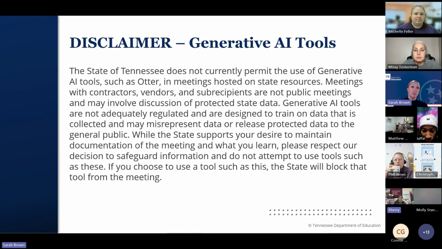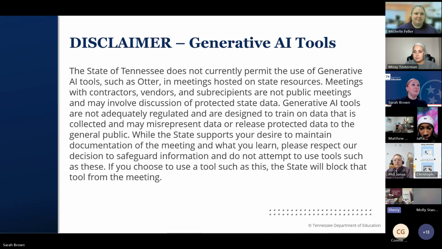While the state supports your desire to maintain documentation of the meeting and what you learn, please respect our decision to safeguard information and do not attempt to use tools such as these. If you choose to use a tool such as this, the state will block that tool from the meeting. So no bots, no AI, no bots, anything like that.